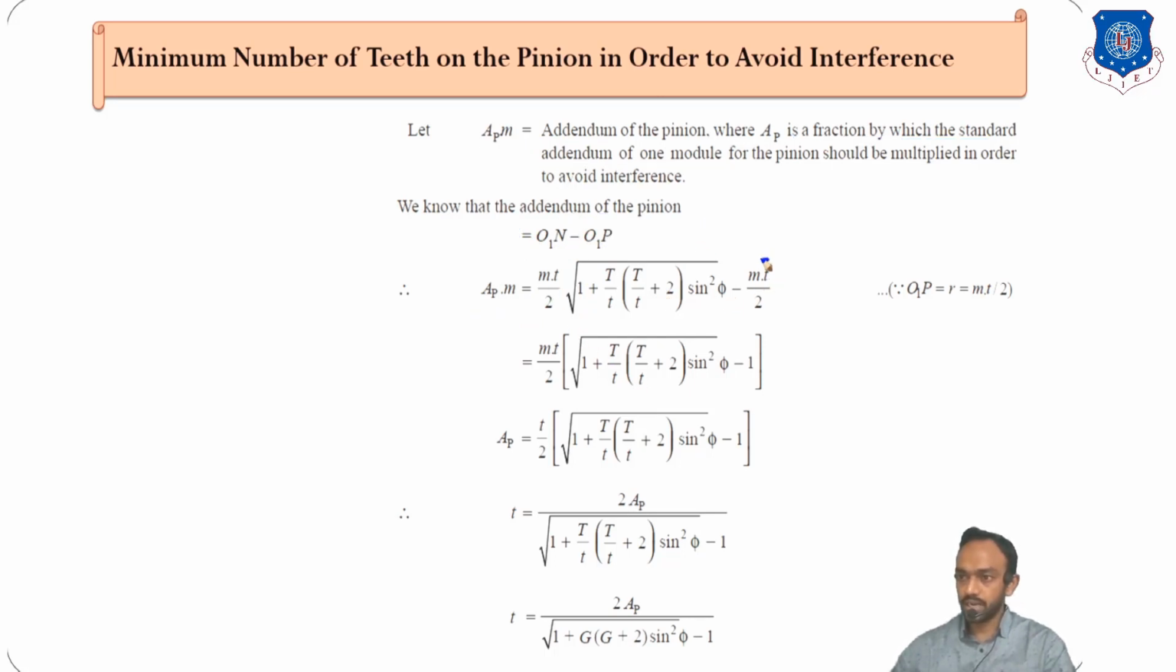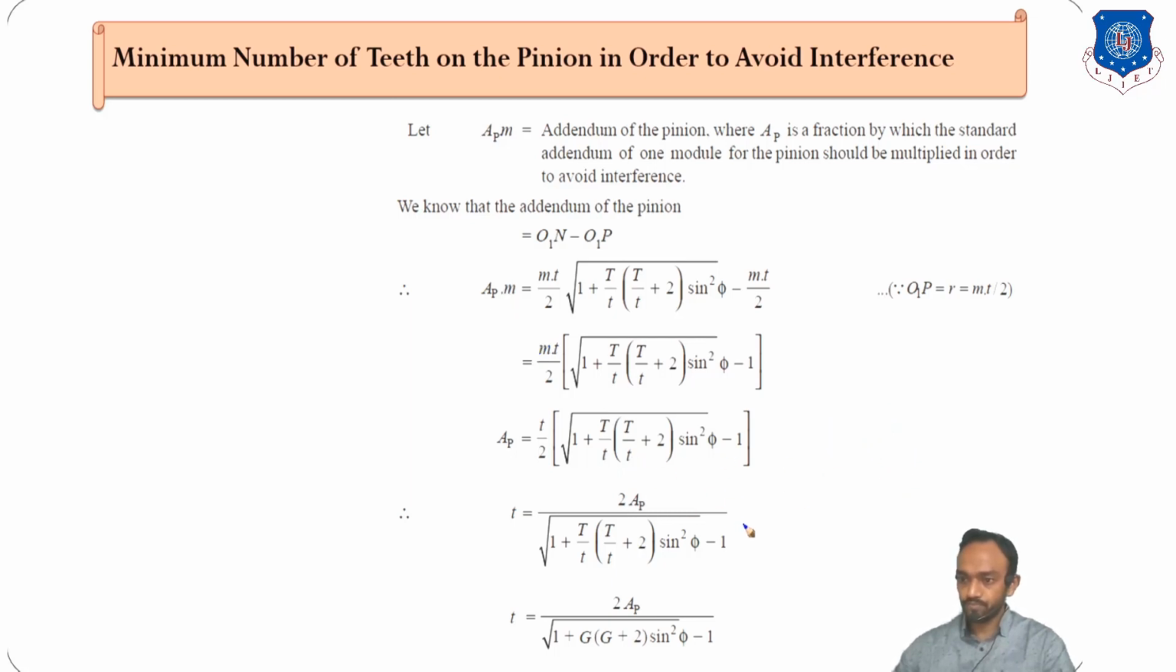So after that, MT by 2 will be common from both sides. Here the whole term is outside, so it will become 1. And with MT by 2, M and M are eliminated, only AP will remain here. So AP is equal to T by 2 under root this, and you know that capital T by small t is equal to G. Gear ratio G is equal to capital T by small t.